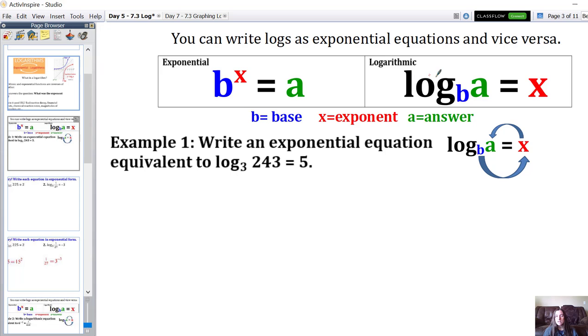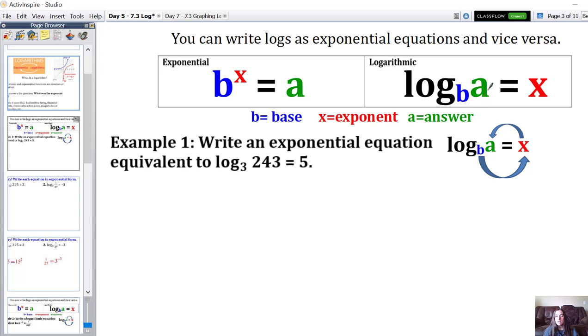When we are rewriting this as a log, we put log. Our base is going to be a little subscript. It's going to be a tiny little letter or number that's kind of below the g. It's not going to be the same size as any of the other letters. It's going to be smaller and down a little bit. That b comes from the base of our exponential equation.